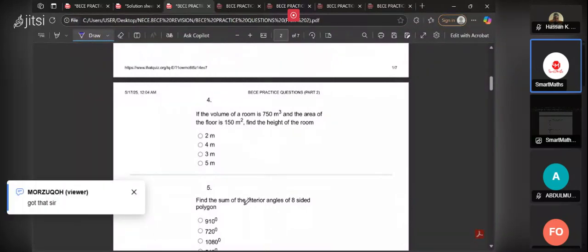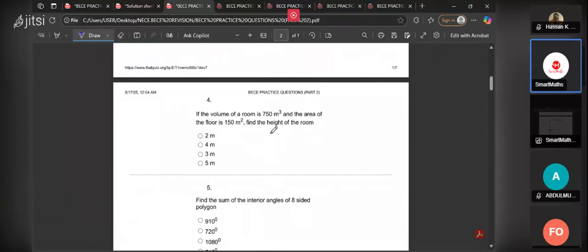If the volume of a room is 750 meters cubed, and the area of the floor is 150 meters squared, find the height of the room.